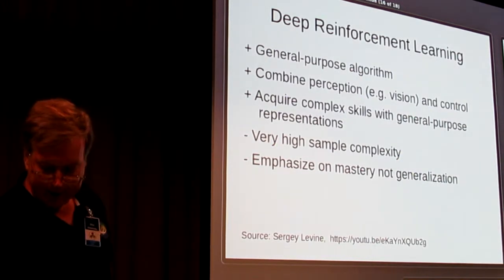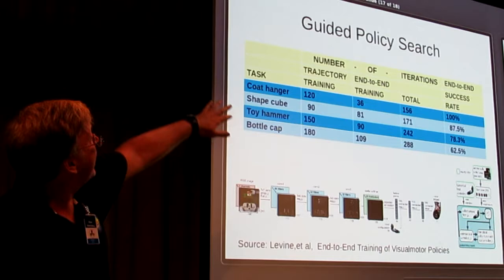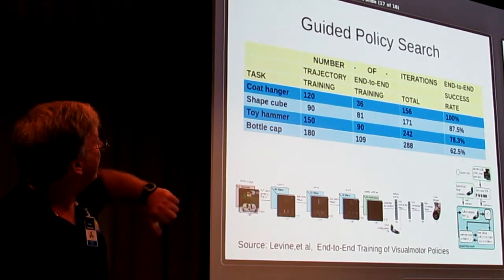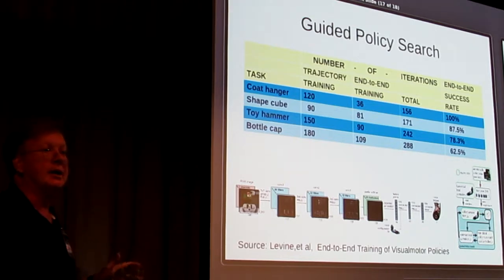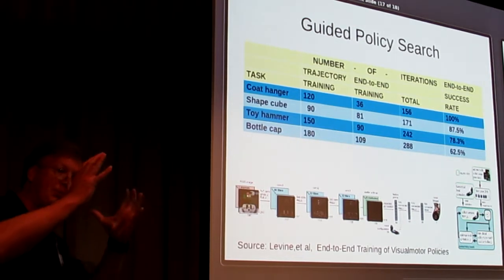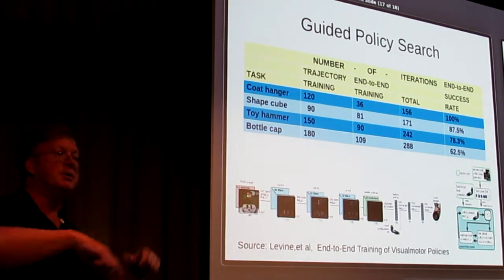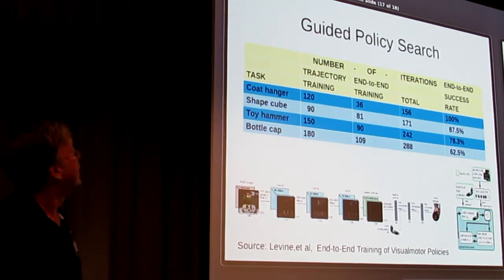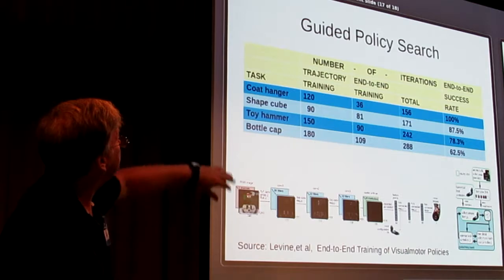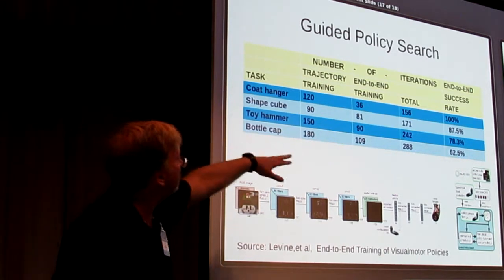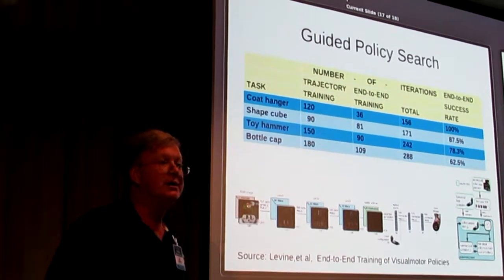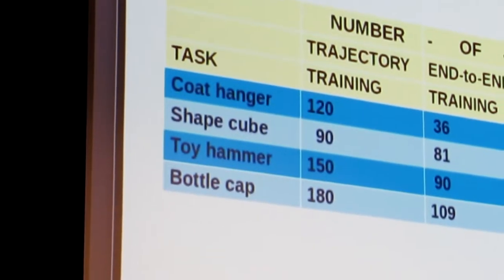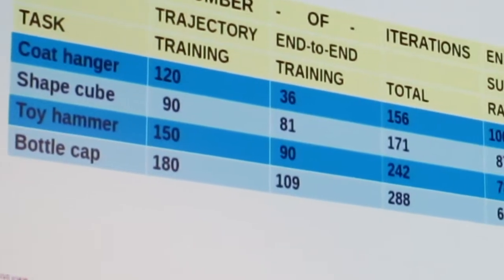I won't go into the rest, but the one I'm actually following is something called guided policy search. It does end-to-end training from looking at the 3D image all the way to the actual servo commands. Let's take the shape cube one there. It only required 171 iterations to produce it. It didn't require millions of runs. This is why I really love all this work.